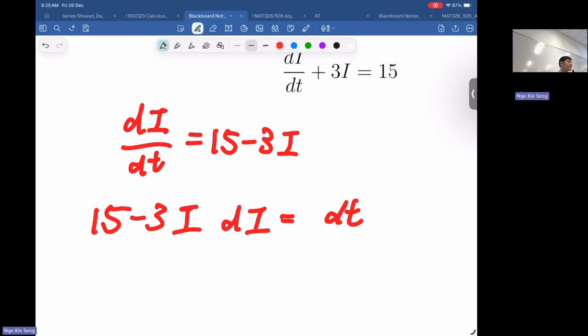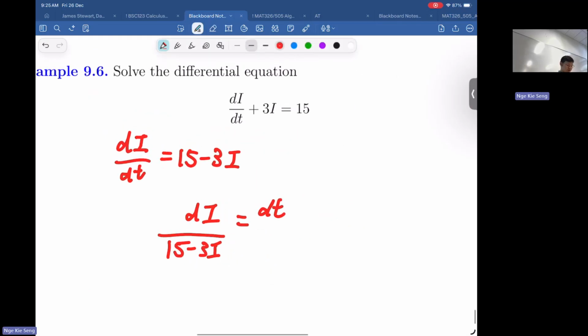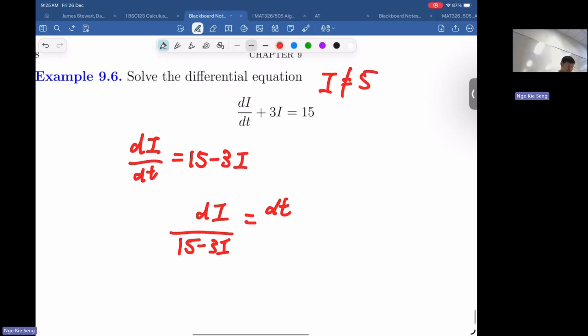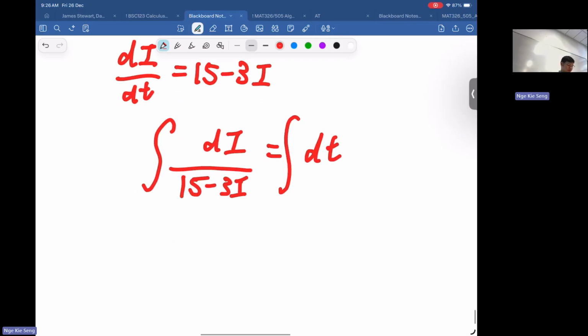Reciprocal of the denominator. Okay, so you take the reciprocal, so you divide by 15 minus 3i. Actually, when we do this, I think we should require that i is not equal to 5, otherwise it doesn't work. All right, so in this case we have separated the t variable and the i variable. Then we can do the separable equation. So what do we get?